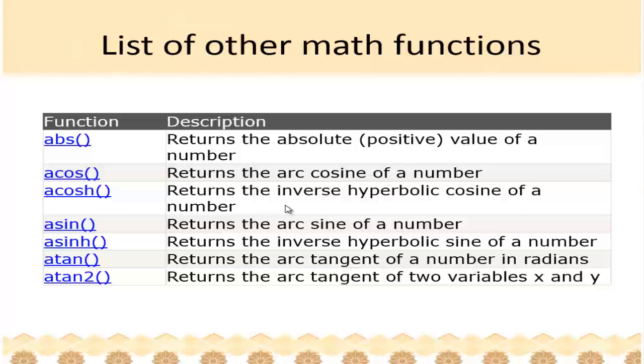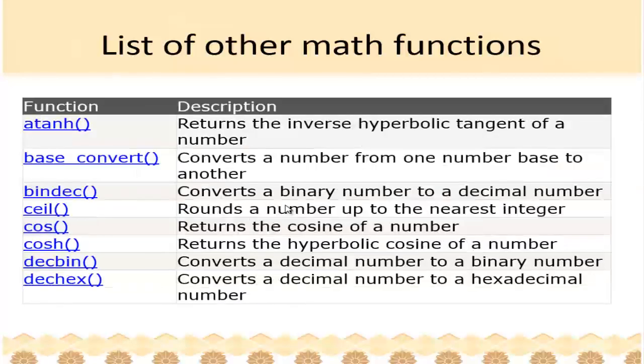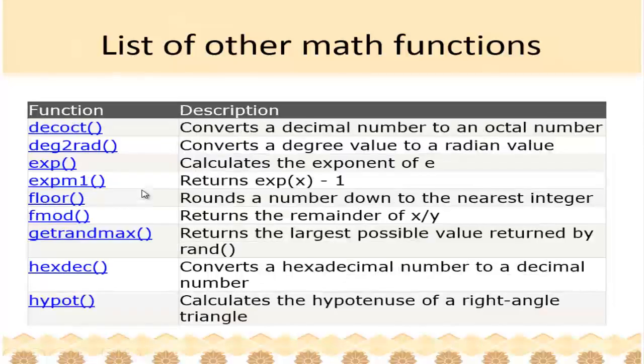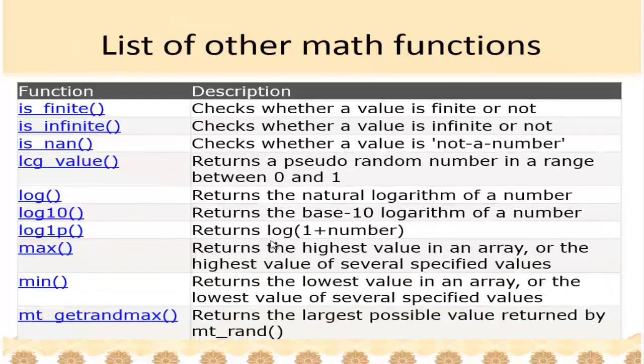There are other functions, sine, cos, the sine inverse, cos inverse, tan inverse, and you have the base conversion from binary to octal, octal to binary, and so on, like degrees to radians and so on. These are the values which I've copied as it is from the PHP site. So if you are really interested, go to the PHP site, php.net, to get the real functions behind it.